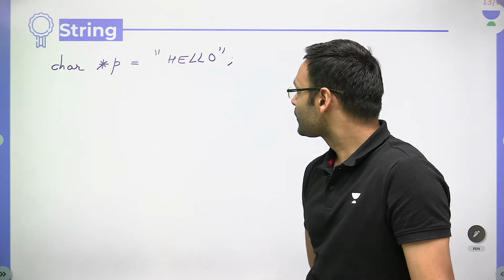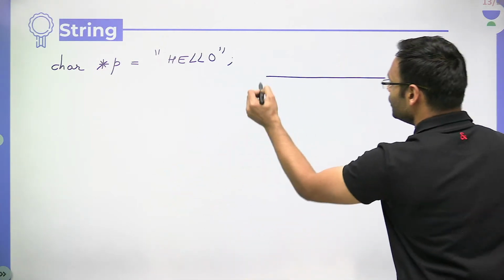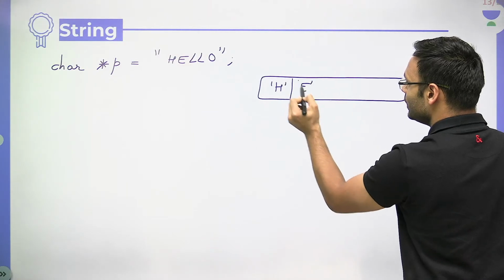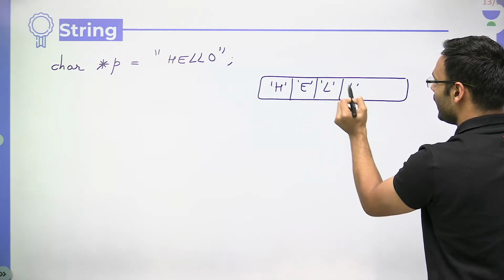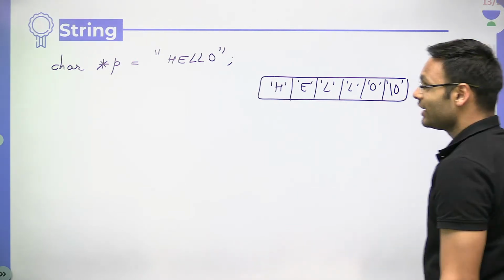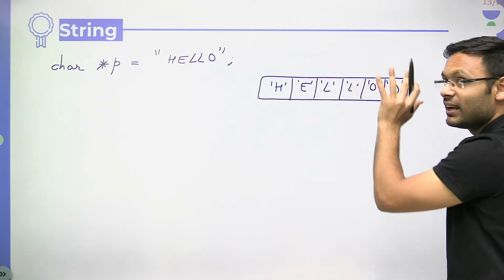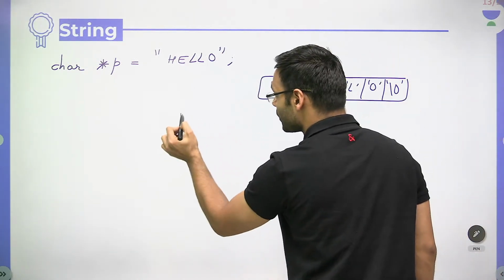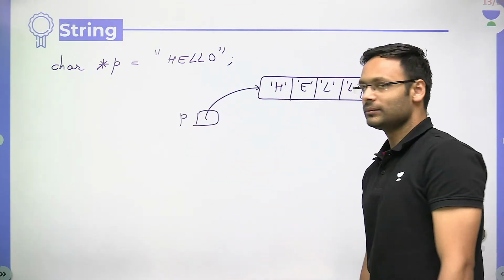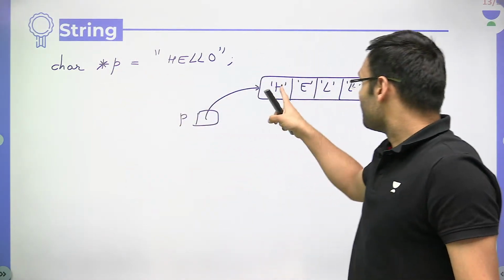समझ में आई बात? Why we are doing this? You know what happens? First of all, H, then E, then L, then O, then null character. This will be a string created. This is a character array created. There will be a pointer P. That particular pointer P will store the base address here.